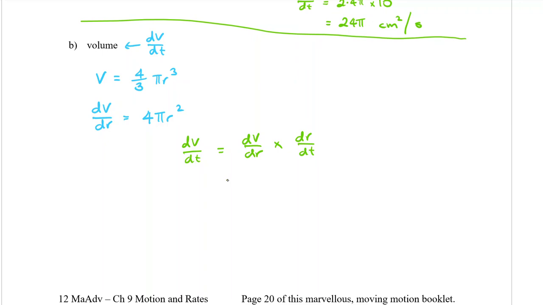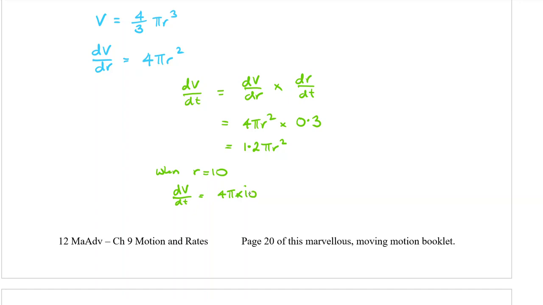Okay, sub in then. dV over dr is 4 pi r squared. dr over dt is 0.3. So that equals, what's that, 1.2? 1.2 pi r squared. Then, like last time, I want to substitute in that r is equal to 10. We save that for the end. So dV over dt, the rate of change of the volume over time, will be 4 pi r, subbing in the r is 10, 4 pi times 10 squared.